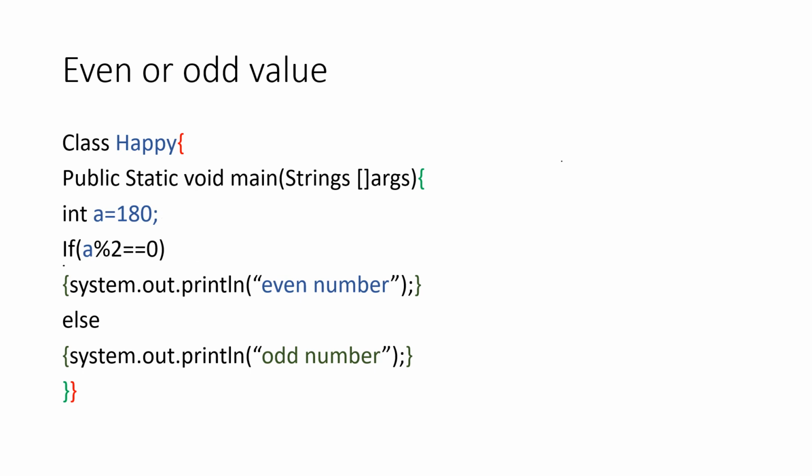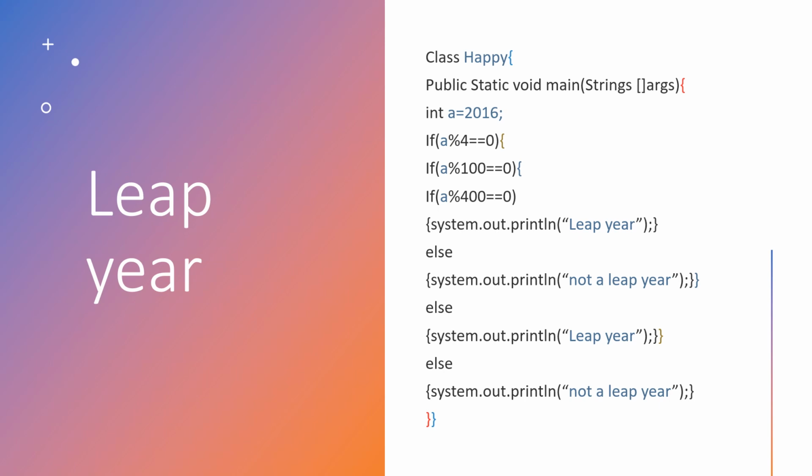So now we go to the leap year program. Class is a keyword, and happy is an identifier or variable name. We can write whatever we require. Public static void main string args.